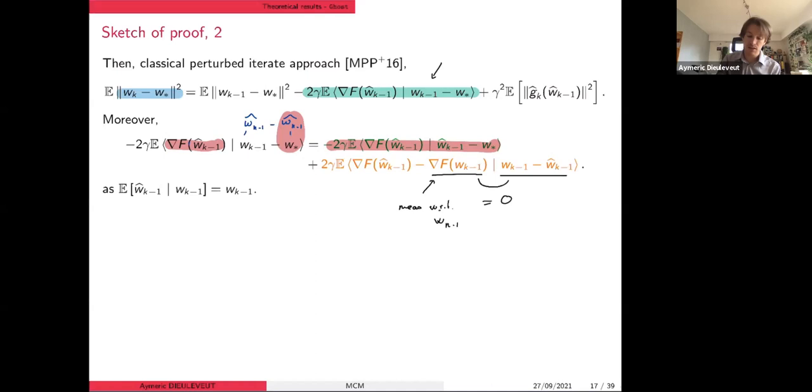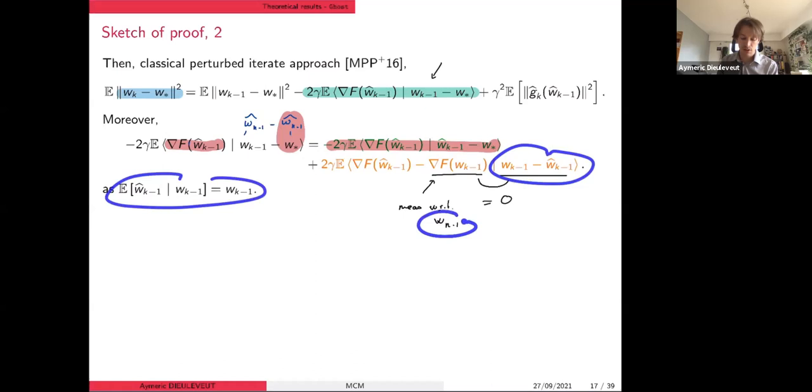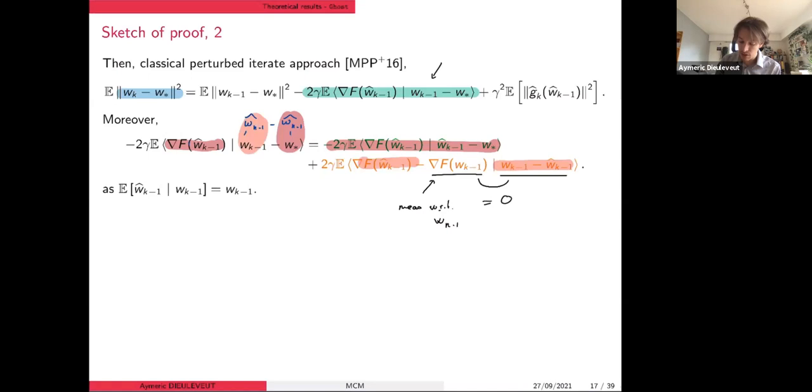And this quantity here has zero expectation with respect to omega k minus one. So this is the other parts. This one gives me this one. And the other one is just zero. And now when I look at these two quantities, I have basically the first term, which is a strong contraction, and this one, which is a residual.